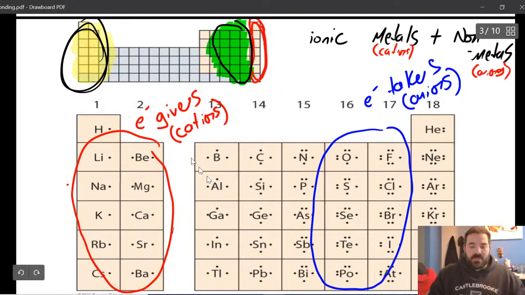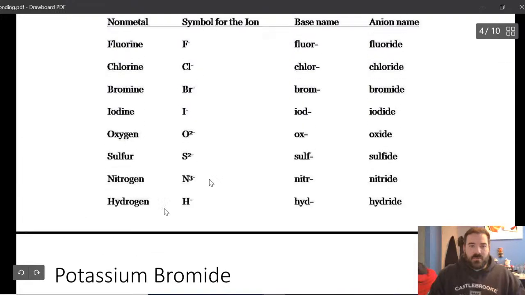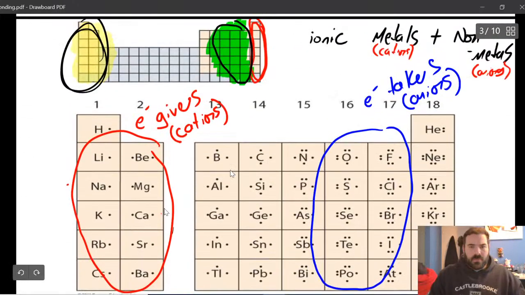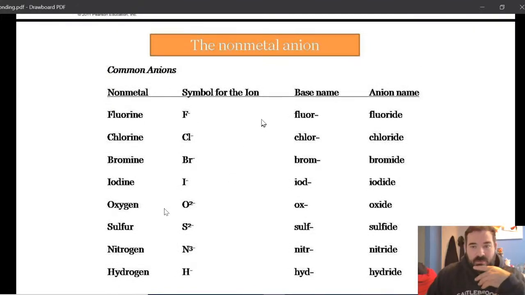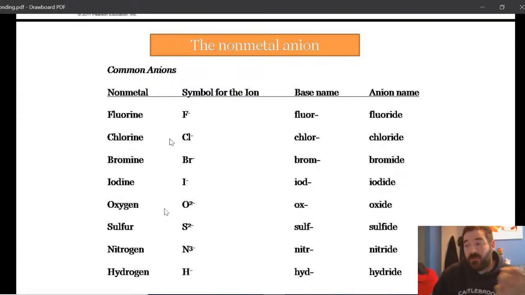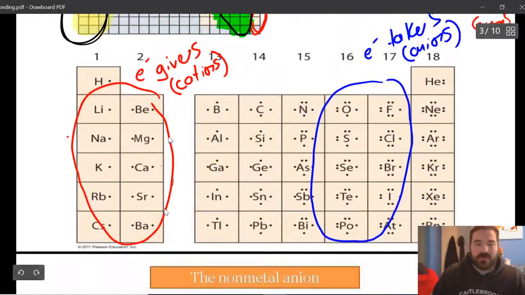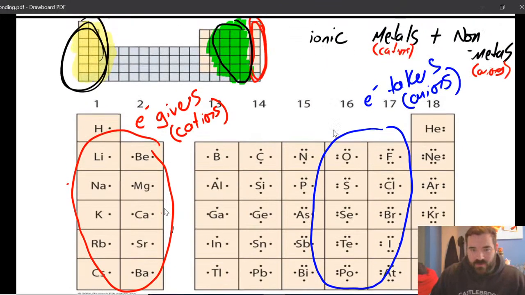All right, so let's explore this in a little more detail. But first, let's talk about naming conventions of ions. For some reason, when an atom or an element becomes negatively charged, we like to change the name. So when something becomes a negative ion, and it doesn't count for positive ions, so it's not going to count for these metals over here. It's only going to count for these nonmetals over here, the electron takers.